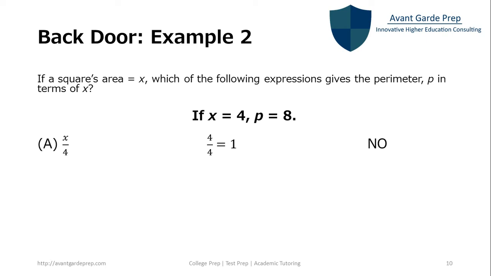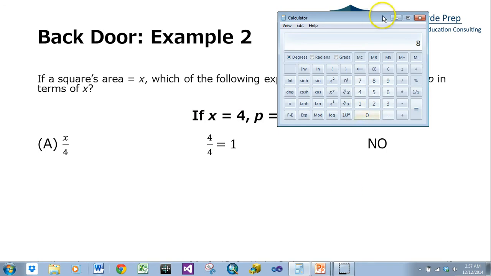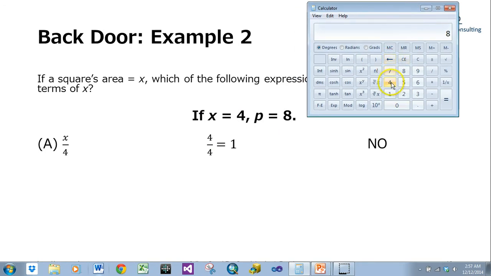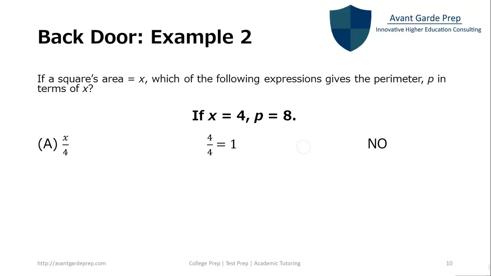So let's start with answer choice A, and answer choice A is x over 4. So we'll go ahead and do that. So x is 4 divided by 4, our answer is 1. That is not 8. So we'll move on to answer choice B.